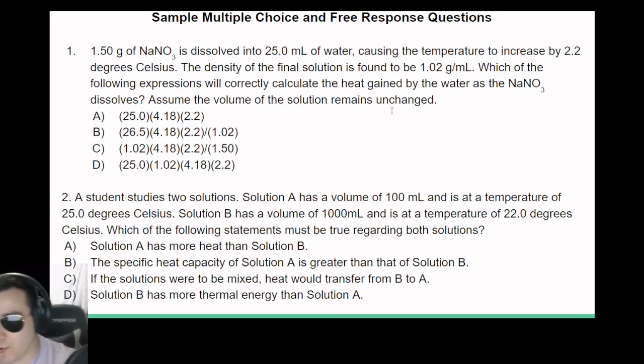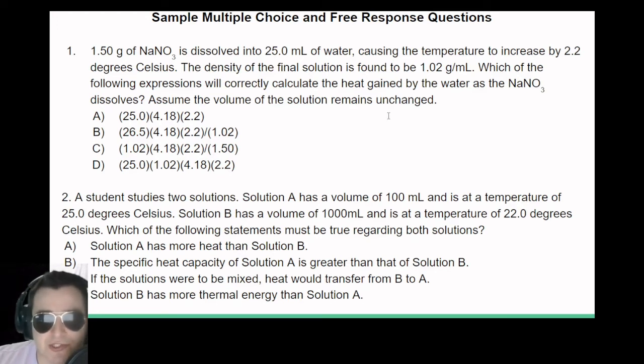So let me get my head out of the way for number 2. A student studies 2 solutions. Solution A has a volume of 100 milliliters and is at a temperature of 25 degrees Celsius. Solution B has a volume of 1,000 milliliters and is at a temperature of 22 degrees Celsius. So this one is less and warmer. Solution B is more and a little bit cooler. Which of the following statements must be true regarding both solutions?